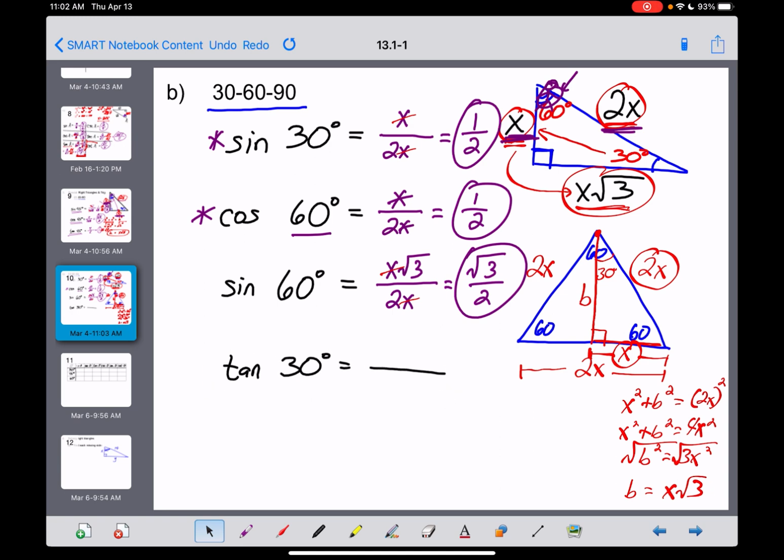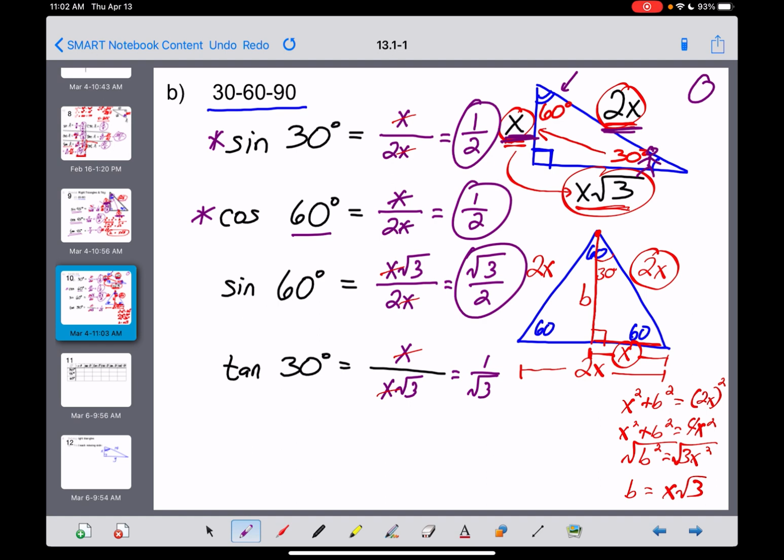Let's do the tangent of 30 degrees. Okay, so we've got to move the stick figure, there we go, back over here to 30 degrees. And tangent means opposite leg over adjacent leg. So from the 30-degree angle, our opposite leg is going to be x, and our adjacent leg is going to be x root 3. Once more, the x's cancel, and that leaves you then with 1 over the square root of 3.